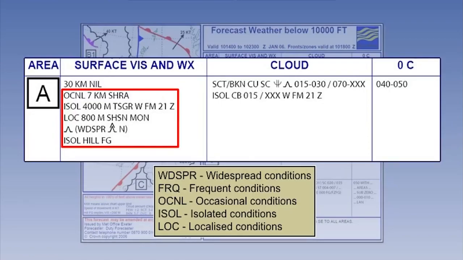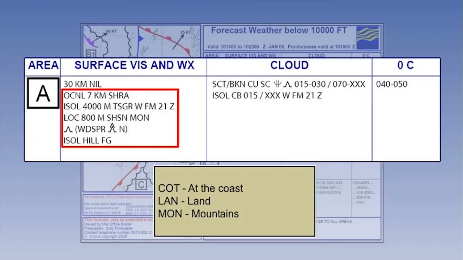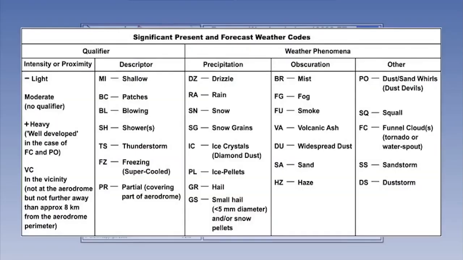This will be followed by the visibility, the weather phenomenon, and more precise detail on when or where the phenomenon is occurring, such as the coasts, over land, hills, or mountains. In order to ensure some commonality between the various weather briefing tools, the coding used in the significant weather chart is similar to that used in the METAR and TAF, and shown here is a table to remind you of those codes.